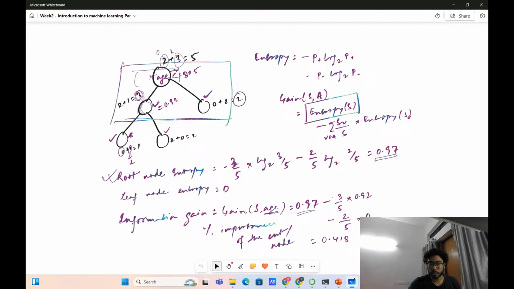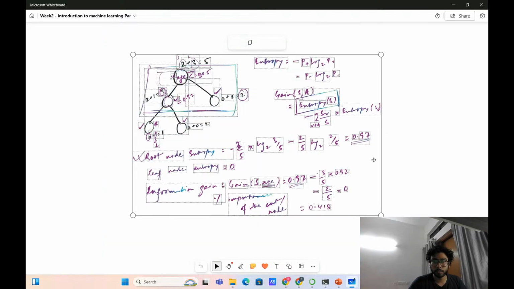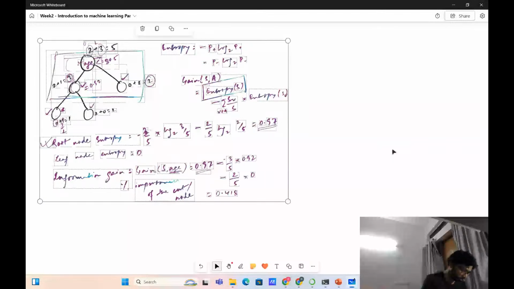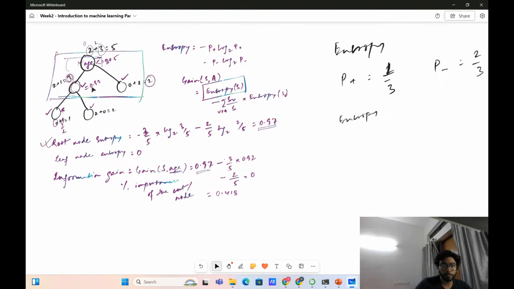I might just write it down if you want. Okay, so before that, your P plus is, sorry, 1 by 3. P minus is 2 by 3, right? So from the formula, if you see the entropy, right now I am calculating entropy for this node.